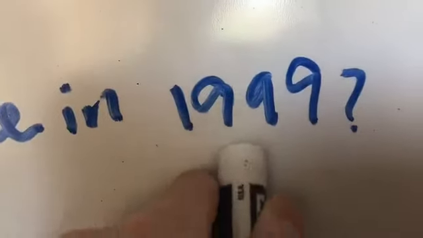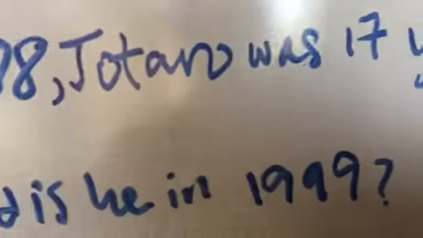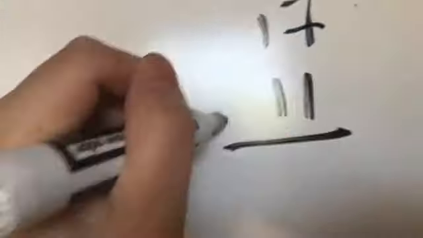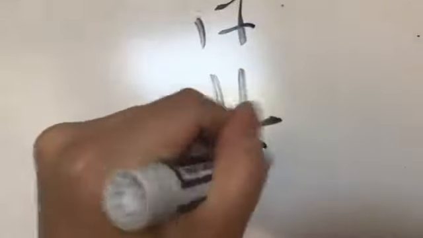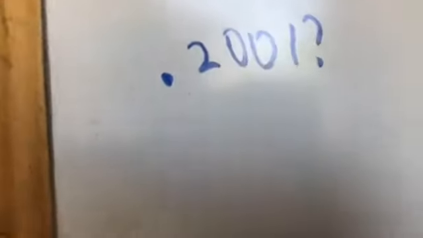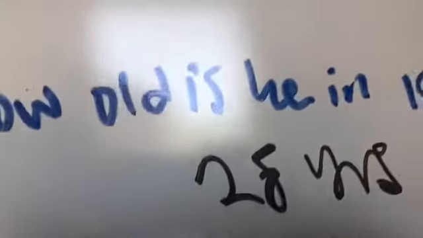Okay. There's a difference of 11 years. So if you did 17 and then 11, that means he'll be 28 in 1999. So he would be 28. Then what about 2001? And that's pretty simple. You just add 2 years to the 28, which is pretty easy. It's 30 years.